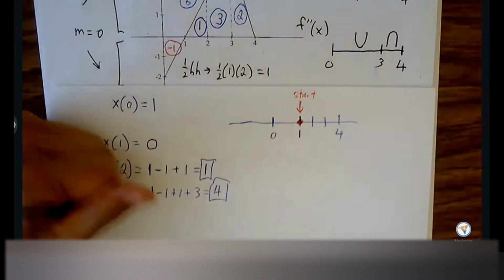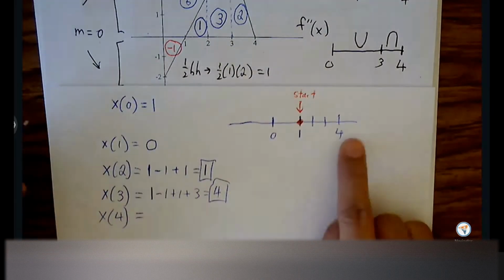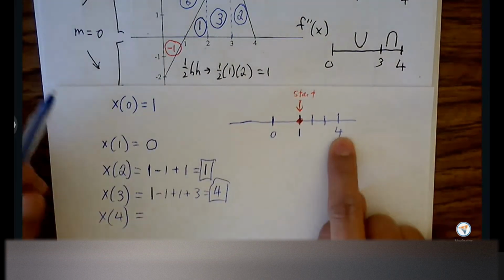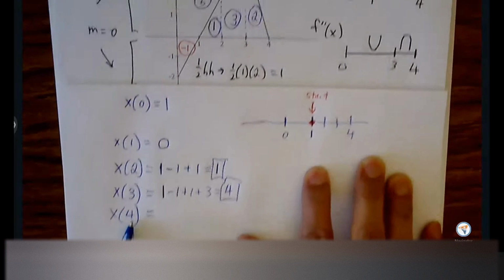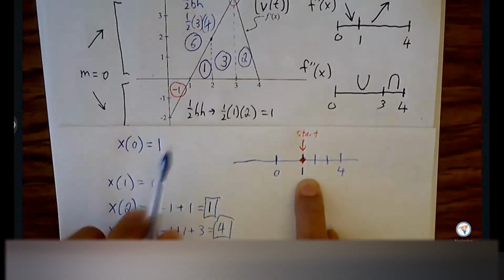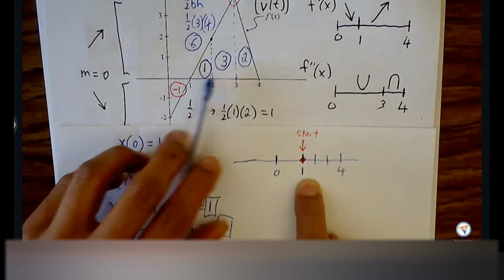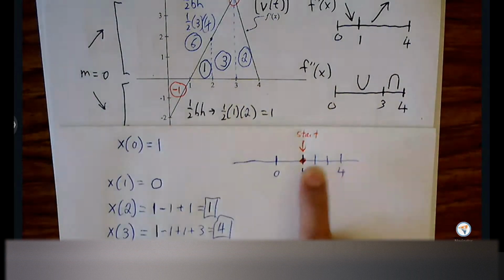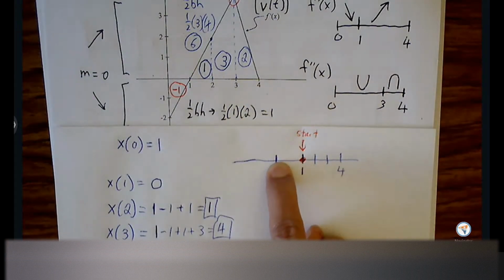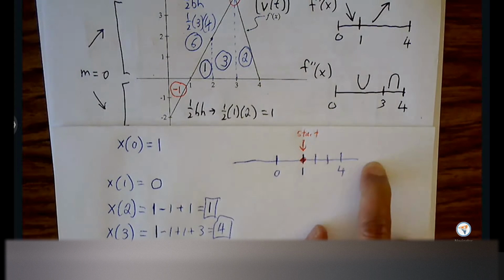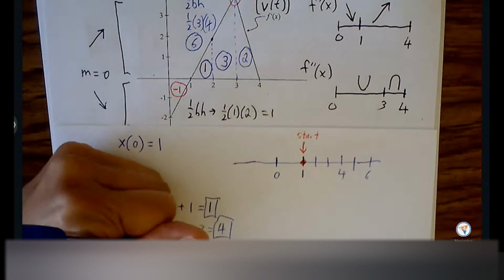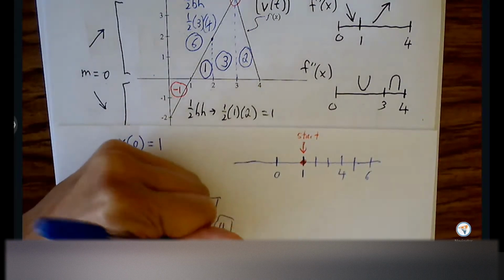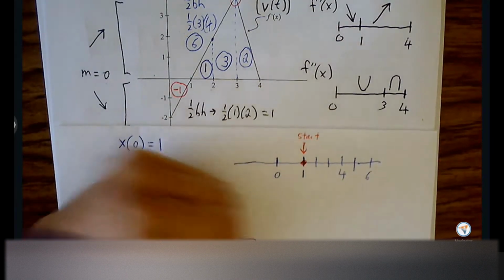Okay, x of 4. This is not the same thing, right? This is talking about location, this is talking about time. So where is this object going to be 4 seconds into its travel? Backwards 1 unit, forwards 1 unit, forwards 3 units, forwards 2 units. That's 6, right? 1 minus 1 plus 1 plus 3 plus 2 equals 6.